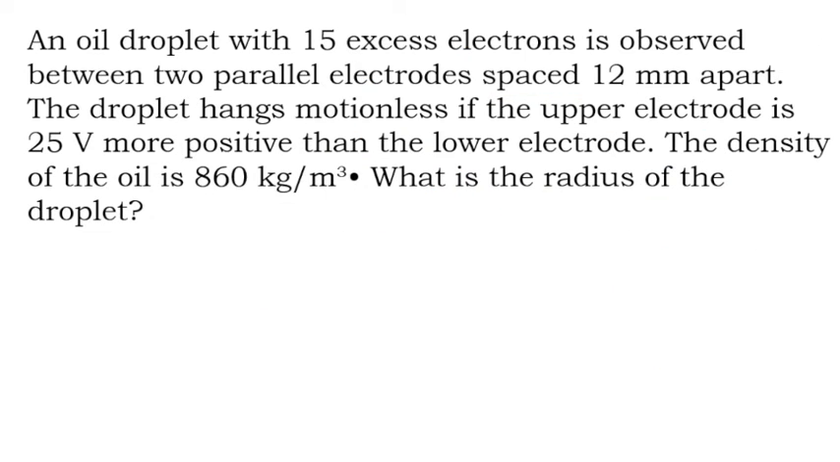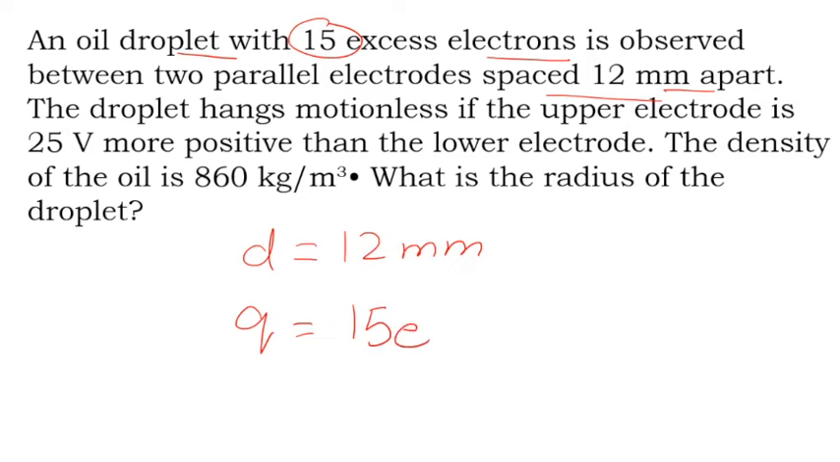Our next question says that an air droplet with 15 excess electrons is observed between two parallel electrodes spaced 12 millimeters apart. So the distance between electrodes is given as 12 millimeters, and we are given 15 excess electrons. So the charge is 15e, and it's also negative because there is an excess of electrons. If e is the magnitude, then you can write Q as minus 15e. The charge is negative.